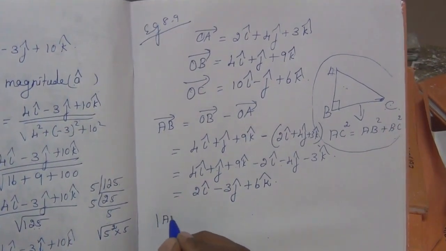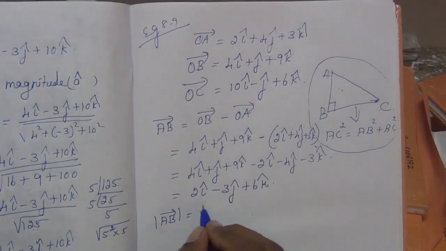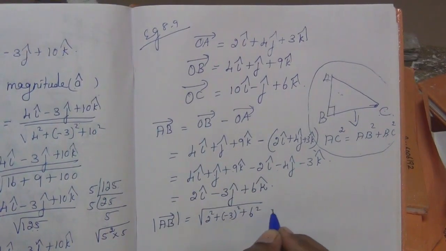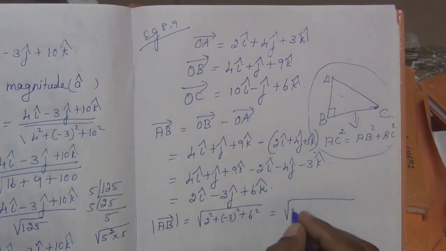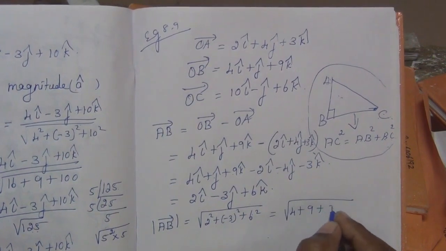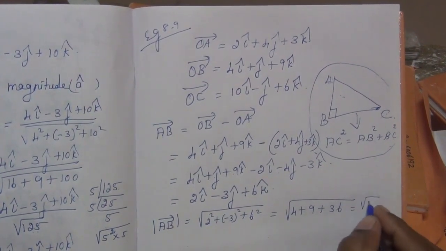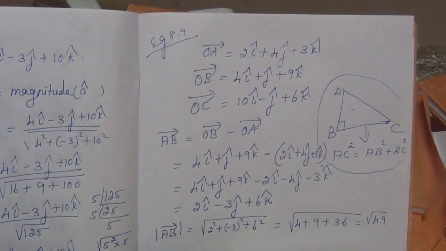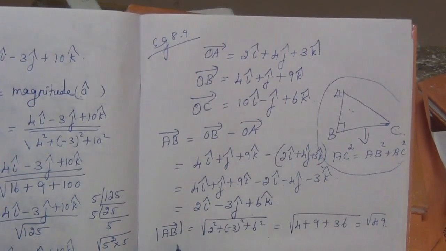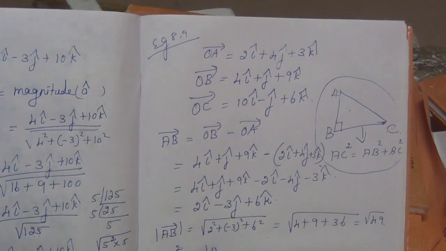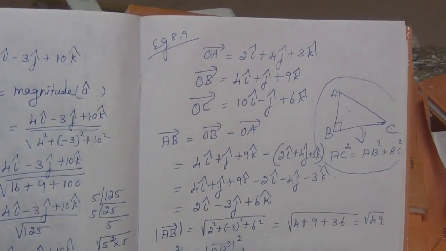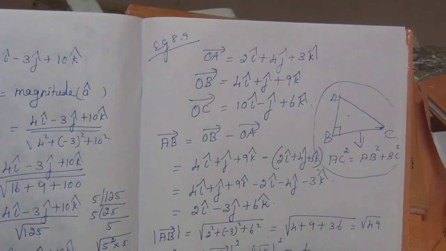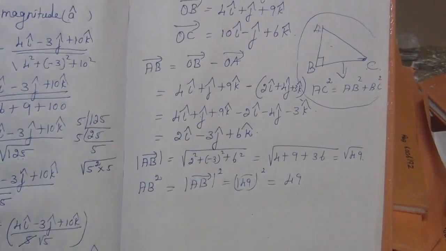Now modulus AB vector is the square root of 2 square plus minus 3 the whole square plus 6 square. That is root of 4 plus 9 plus 36, that is root 49. Actually, we need everything squared to prove it is a right-angled triangle. So I am going to find AB square. AB square is modulus AB vector the whole square, root 49 the whole square. So we will be getting the answer as 49.